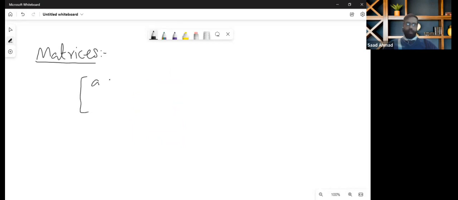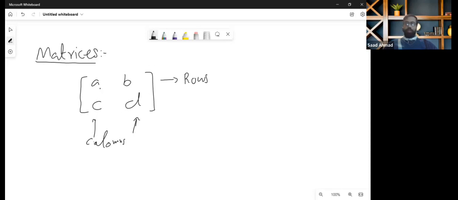Like this, let's say A, B, C, D. These are the arrays, and these are called the rows. These are the rows of the matrix, and these are the columns, okay? So we have rows and the columns. A, B, C, D can be any real numbers or complex numbers or any number entries.